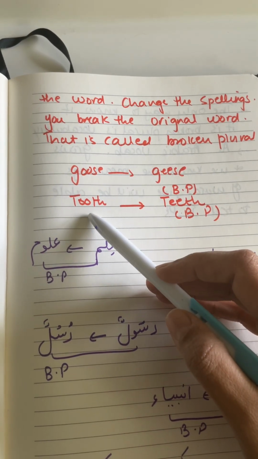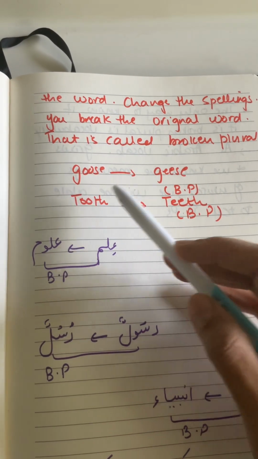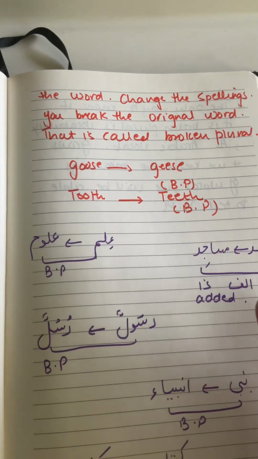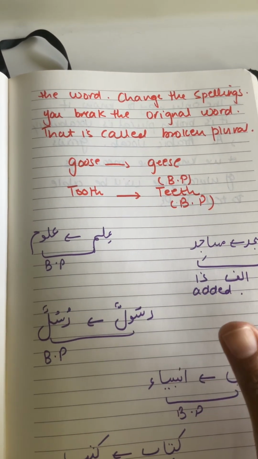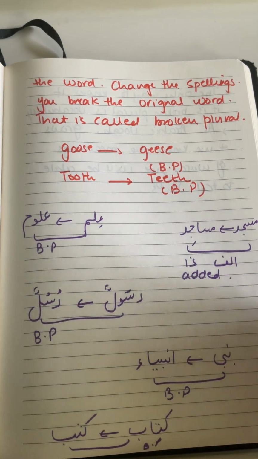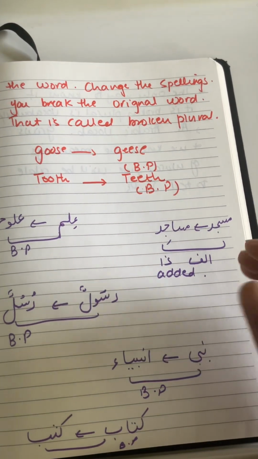Same is the case with tooth. We took away both these O's and we replaced them with E's. And so this is also a broken plural. So I hope the concept of broken plural is clear. So now in Arabic also we have some plurals which are broken plurals, in which we reconstruct the word.